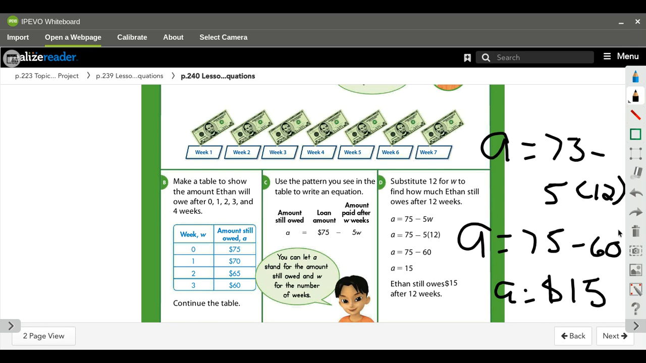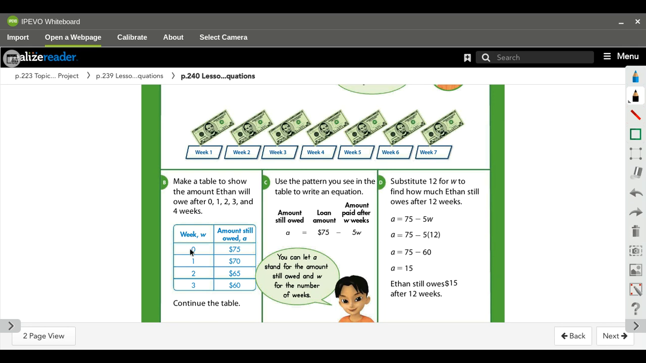Okay. So again, I can look at what I have and look at what's happening. So here I'm decreasing by 5. And as I'm decreasing by 5 with my amount still owed, I have to look here. So I decreased by 5 when it was week 1. I decreased by 10 when it was week 2. And I decreased by 15 when it was week 3. So what I recognized is 3 times 5 is 15. 2 times 5 is 10, and then 1 times 5 is 5. And that's where that 5W comes from.